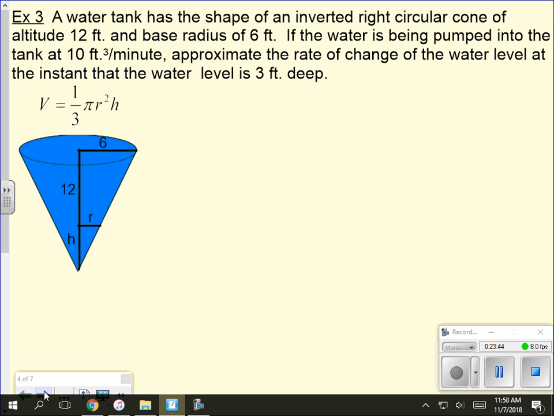Okay, so I'm giving you the equation that you need. But I have a problem. Let's write down the information that's given to us.